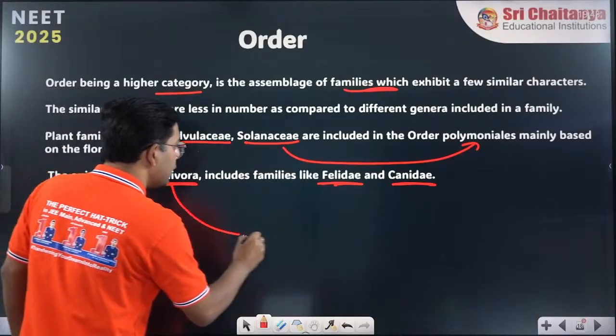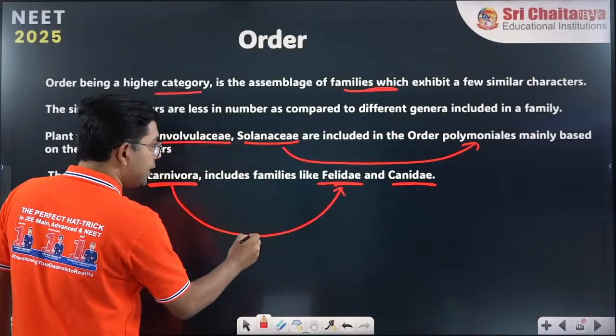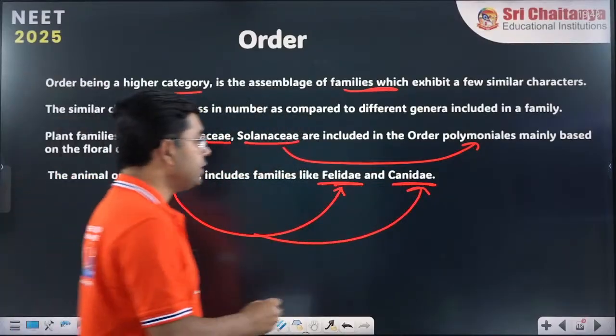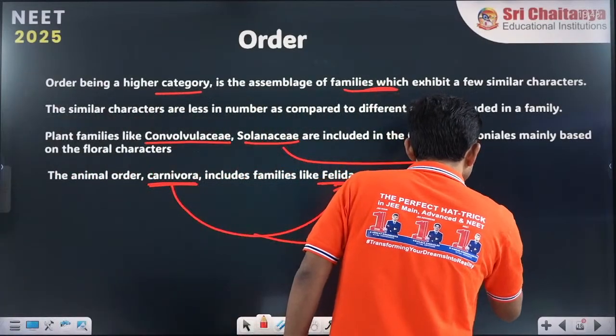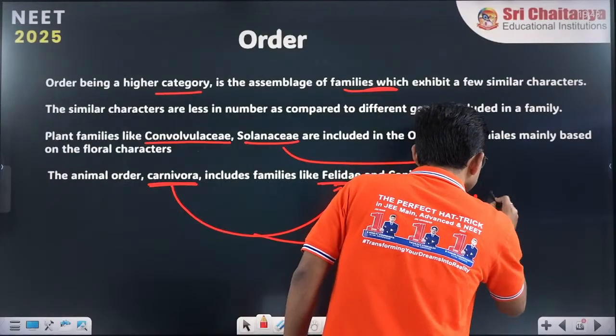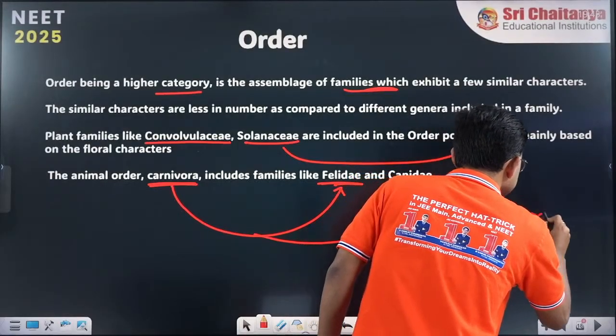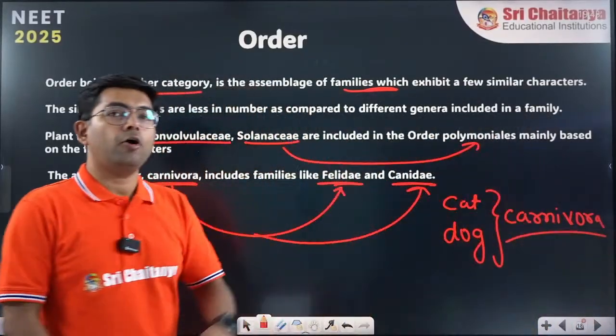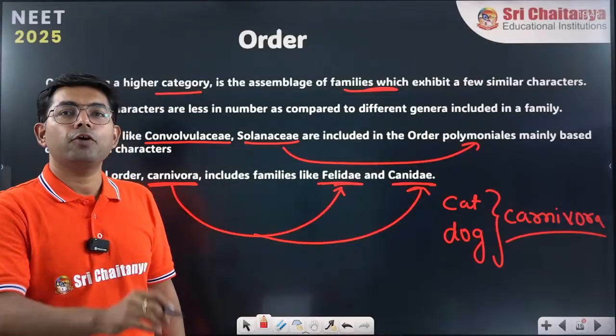So now Carnivora will also include Felidae and Canidae. So can we say that cat and dog belong to the same order, that is Carnivora? They belong to the same order, that is Carnivora.